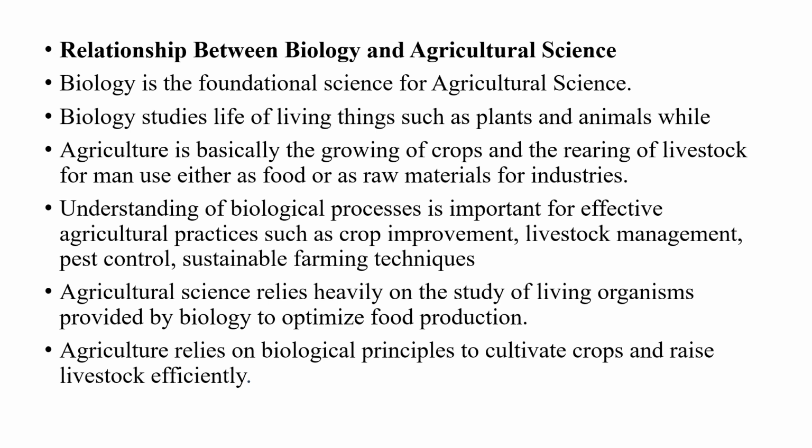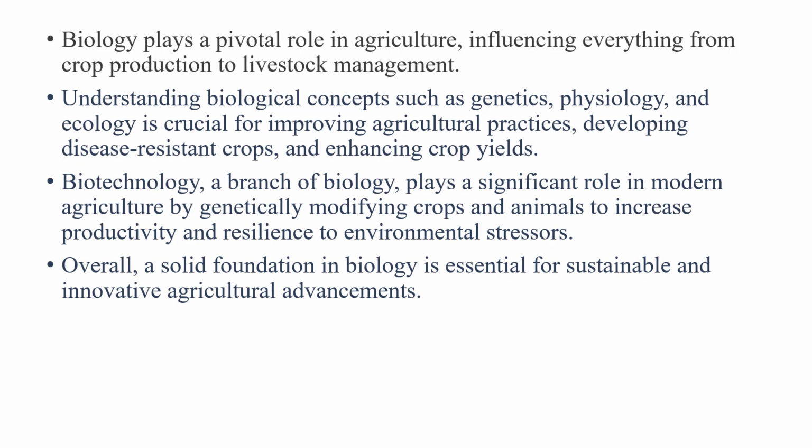Agricultural science actually relies heavily on the study of living organisms provided by biology to optimize food production. So in essence, what I'm trying to say here is that for optimized food production, whether crop or animal, agricultural science relies heavily on the knowledge provided by biology. Agriculture relies on biological principles to cultivate crops and also raise livestock, that is animals, efficiently. So these are very, very important. So we can say that biology plays a bifocal role, that is an important role in agriculture, influencing everything from crop production right to livestock management.